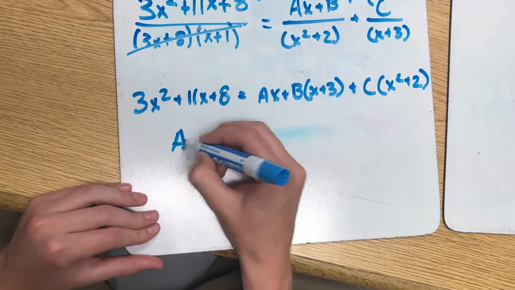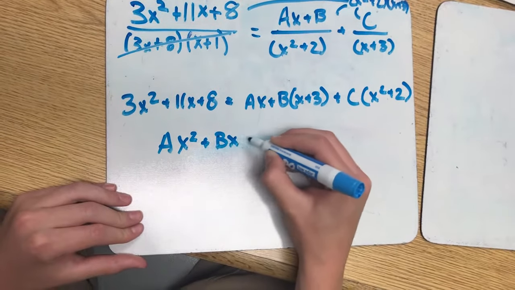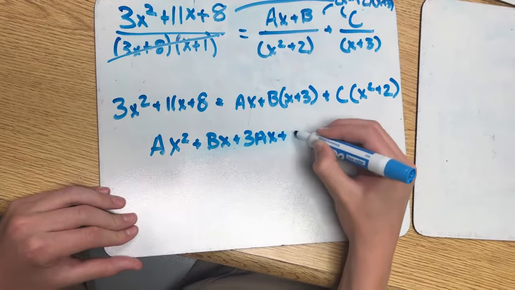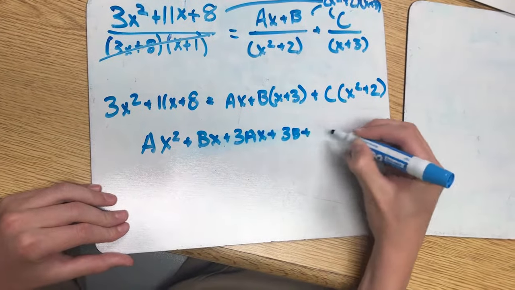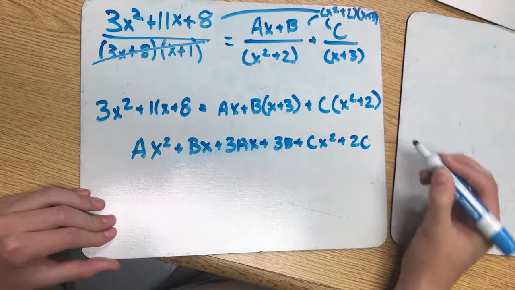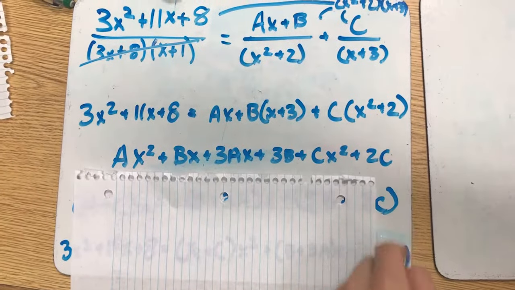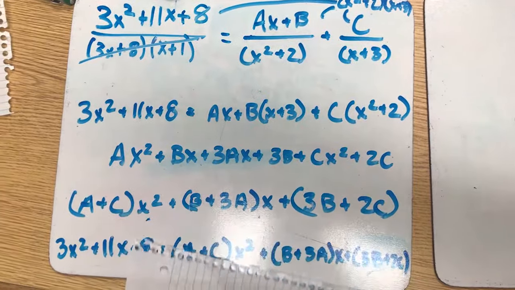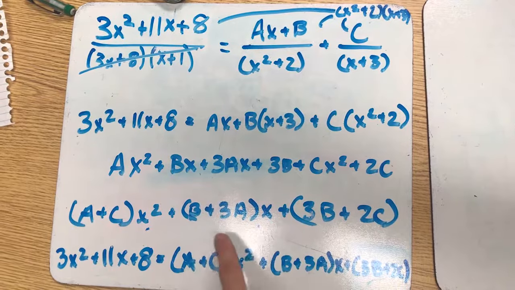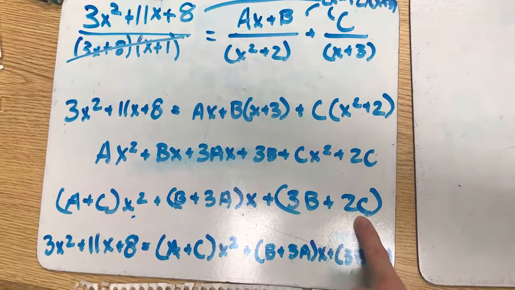The next step is to distribute x plus 3 into ax and b, leaving ax squared plus bx plus 3ax plus 3b. And then we're going to do the same thing with the c, leaving cx squared plus 2c. The next step that we have to do is collect the like terms. After that, we are going to distribute the x squared from the a plus c, the x from the b plus 3a, and we're just going to leave the 3b plus 2c.